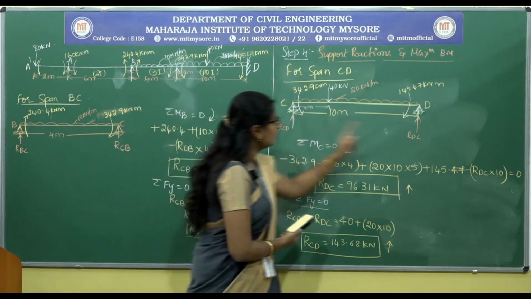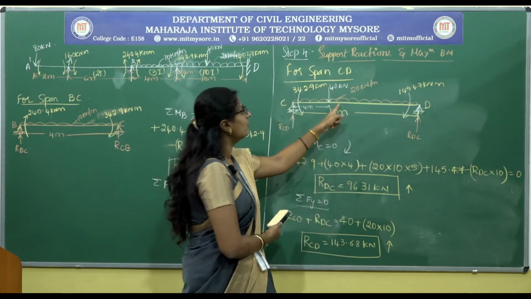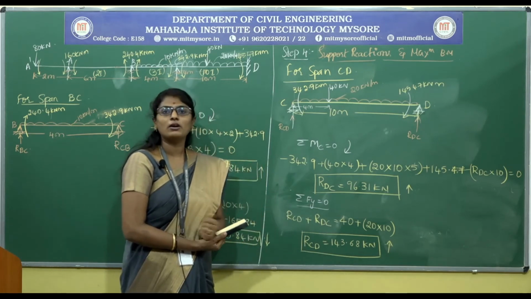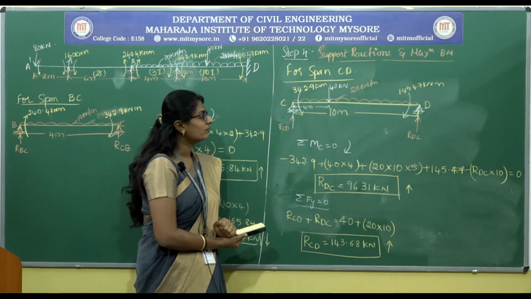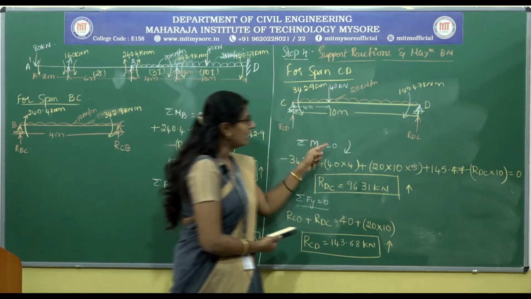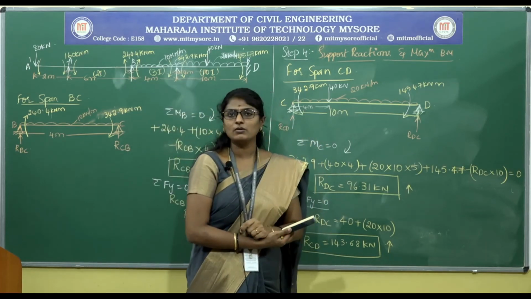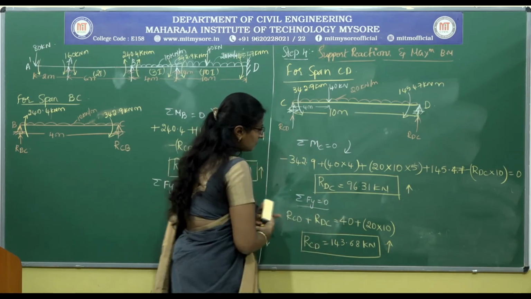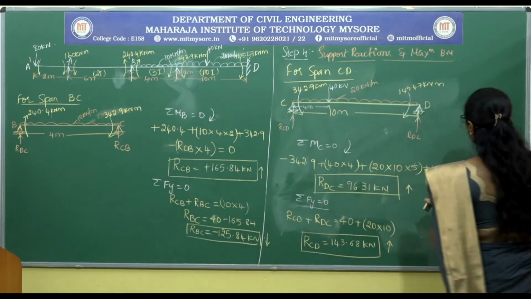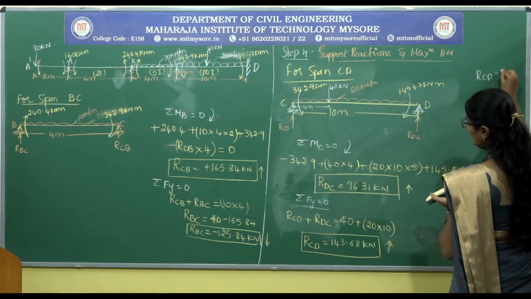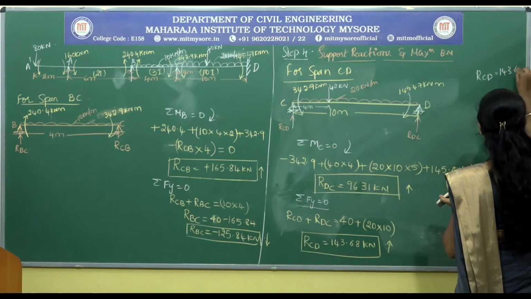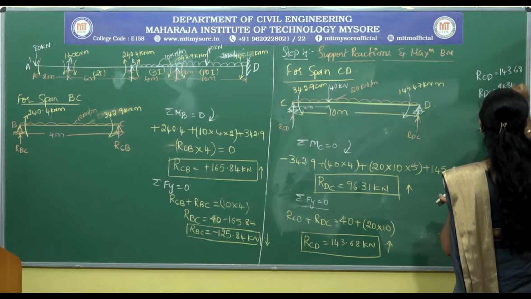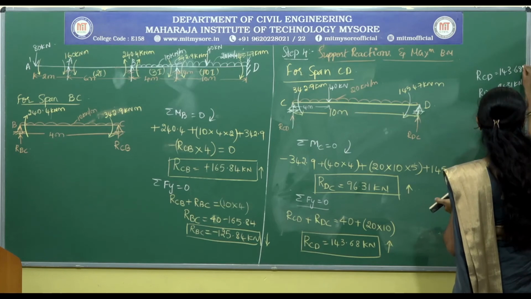For this span, we need to calculate the maximum bending moment. As we all know, the maximum bending moment will be at a point where the shear force is 0. So to locate the point where the shear force is 0, we need to consider the shear force diagram. So for this we need this space, so I just write down these values here. RCD is 143.68 and RDC is 96.31 kilonewton.